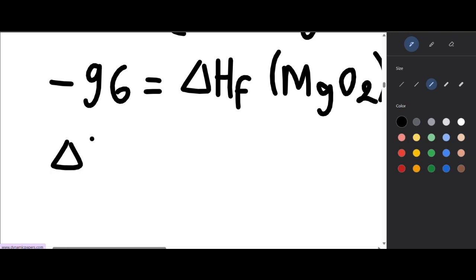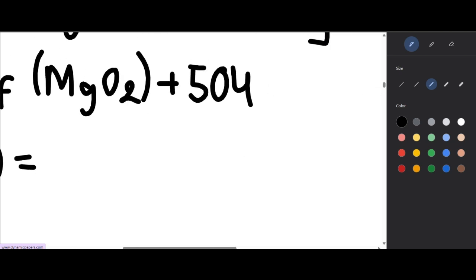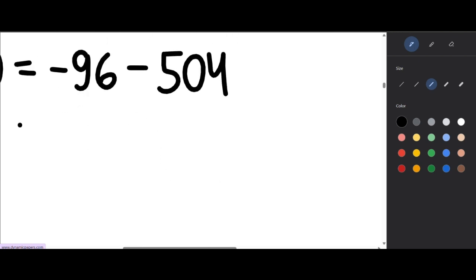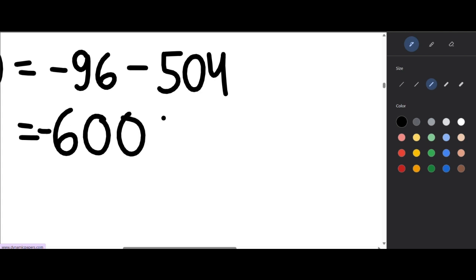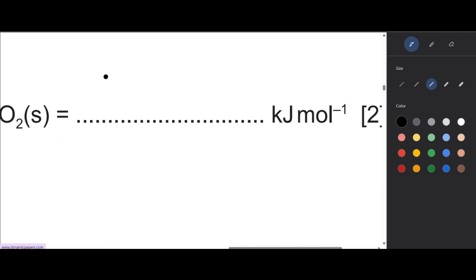So the enthalpy change of formation of MgO2 is equal to minus 96 minus 504, which is equal to minus 600 kilojoule per mole. So the answer is minus 600.